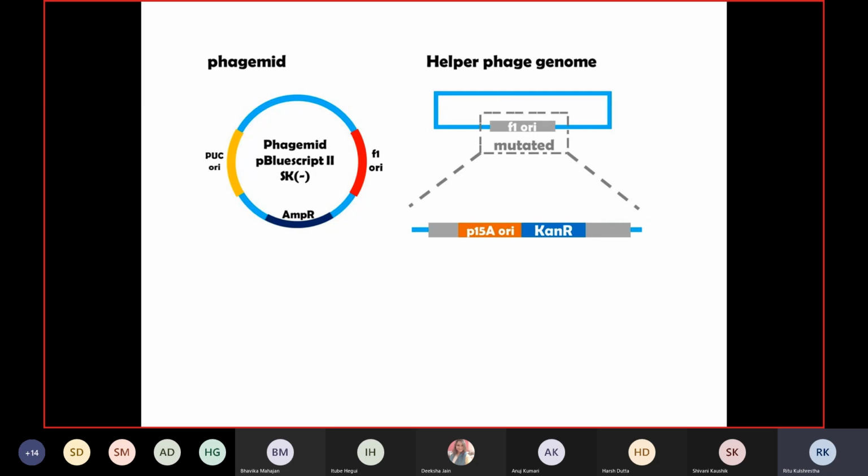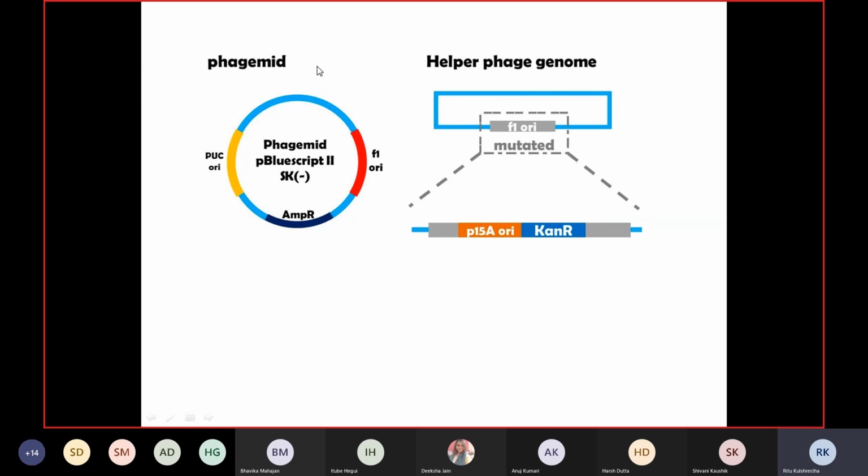There is no other essential gene from the M13 phage. So what they did was that they infected these with a mutant phage or a helper phage, which had everything of the phage genome being expressed. All the other genes were there, but it was unable to package its own DNA because its own F1 origin was mutated. So that was a smart strategy.